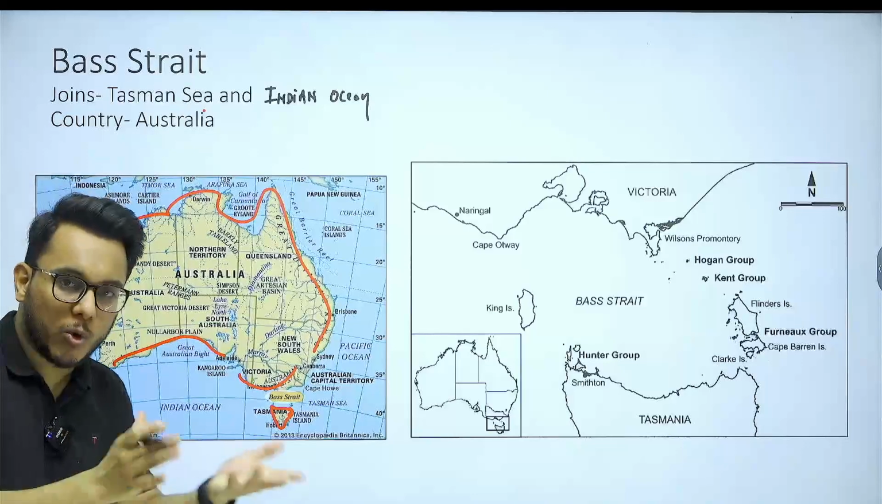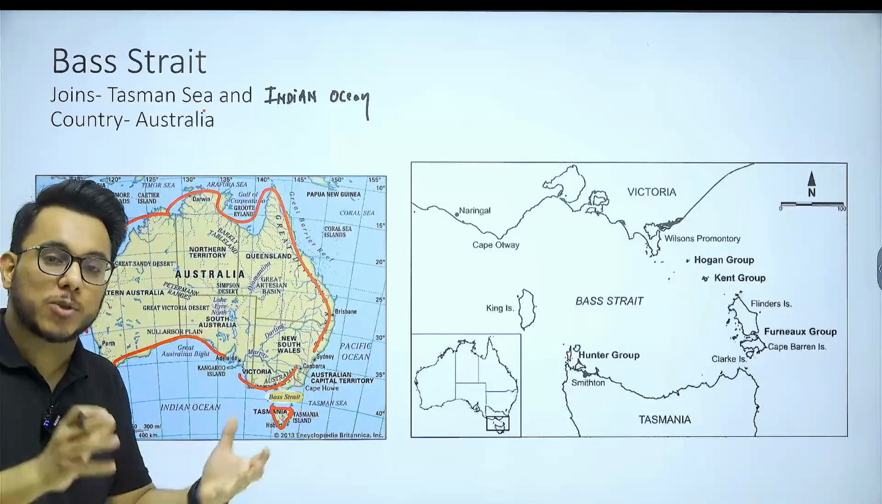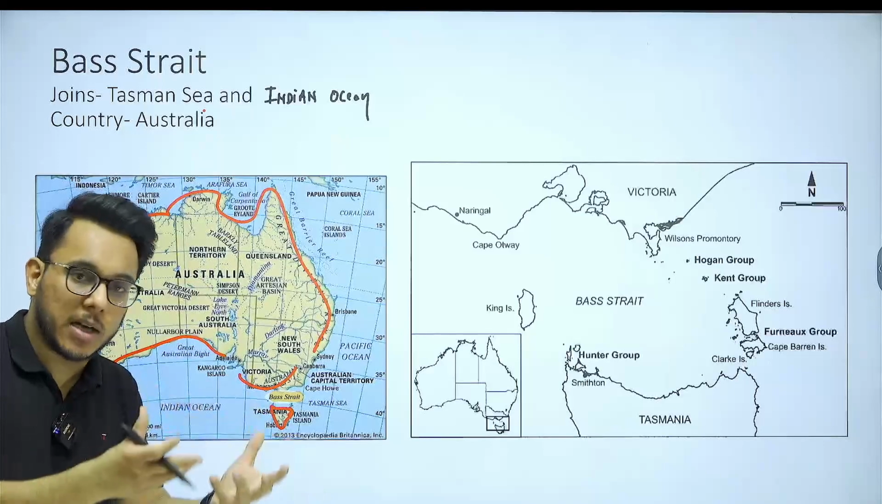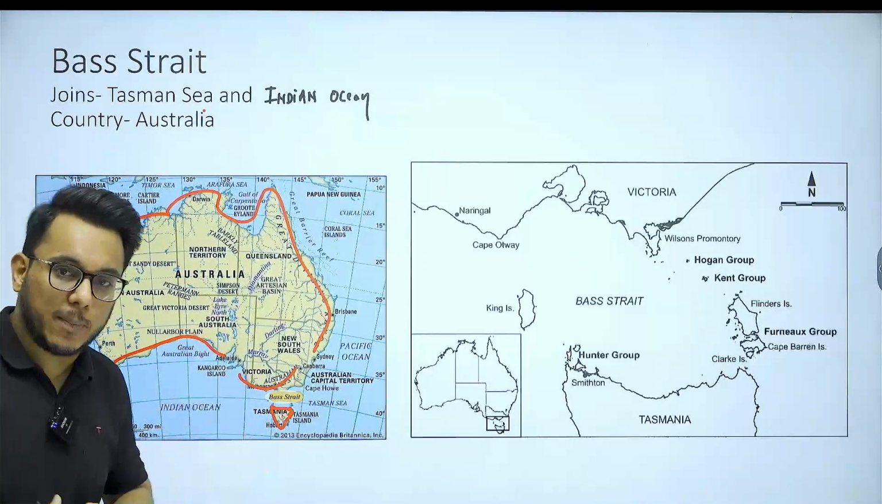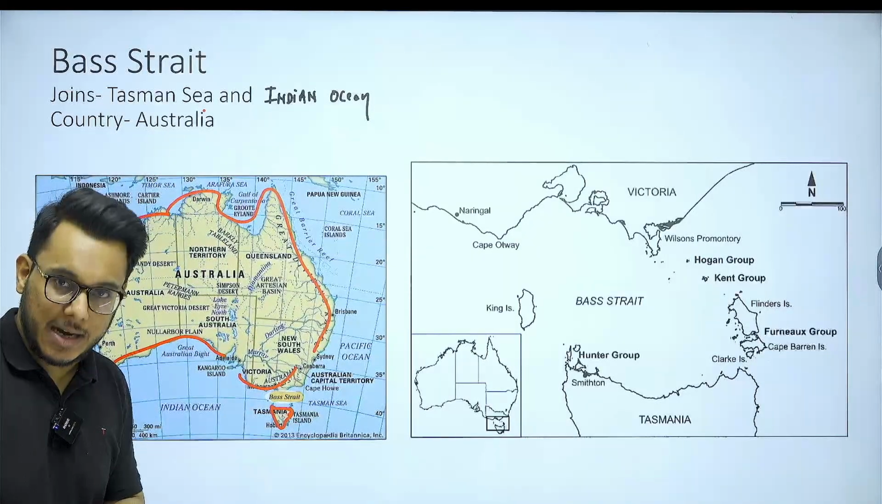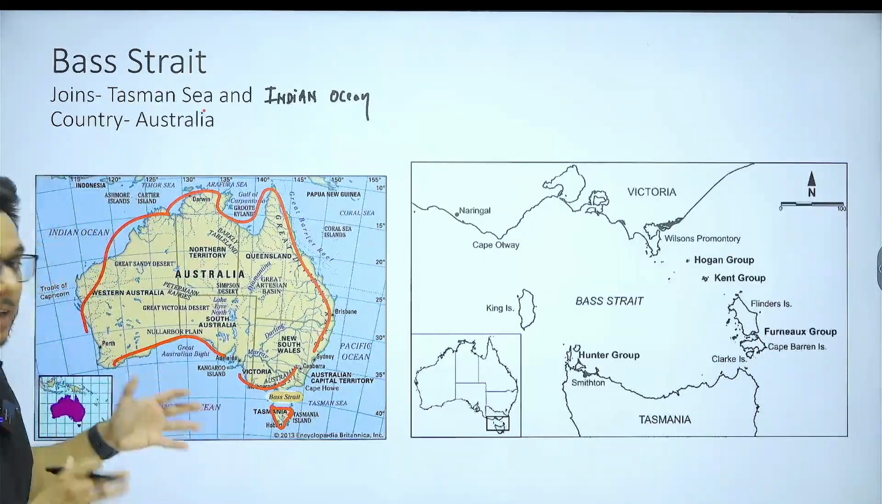Marsupials are found here. A question already came on marsupials. So marsupials are a type of mammals which give birth to underdeveloped young ones, and they have a pouch. In that pouch, these marsupials develop. Okay, fine. They are a type of mammals.